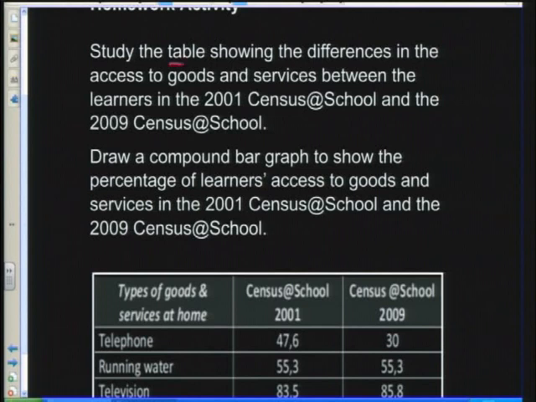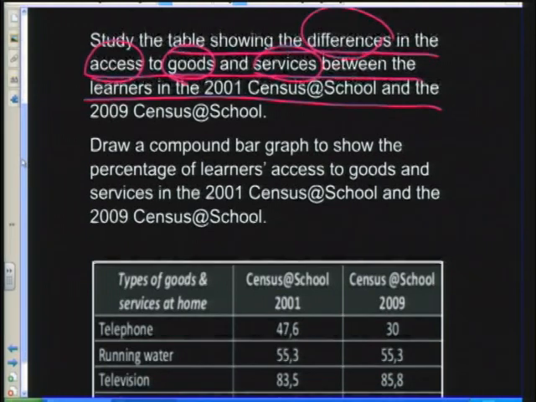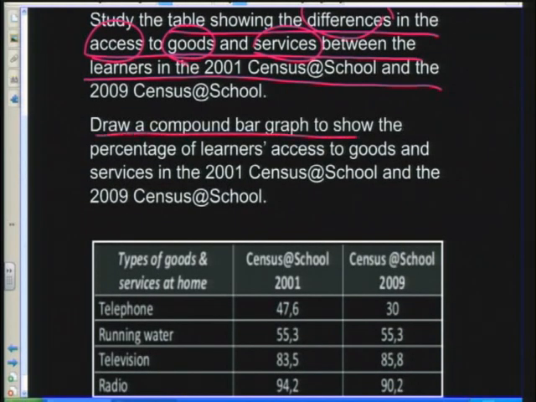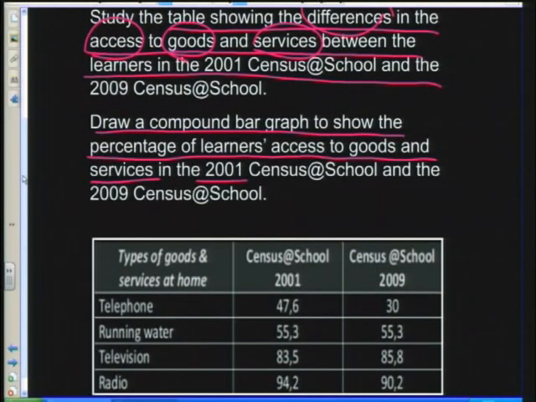You must study the table showing the differences in the access to goods and services between the learners in the 2009 census. Study the table and look at the differences in the access to goods and services. You must draw a compound bar graph to show the percentage of learners who got access to goods and services in 2001. So you must do a double bar graph. Is it clear, guys? A double bar graph. And there are your values. So you must draw a compound graph, using telephone, running water, television, and radio. So there are your three examples for homework.